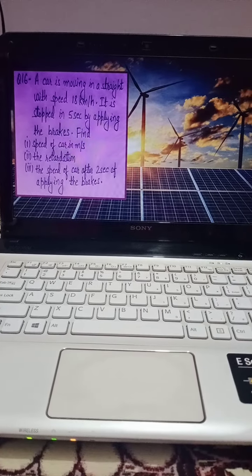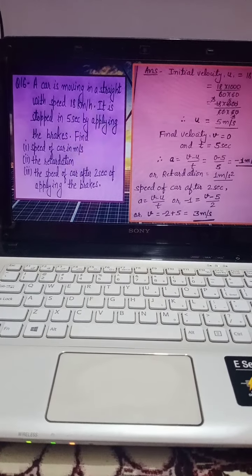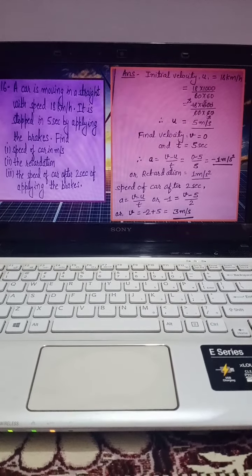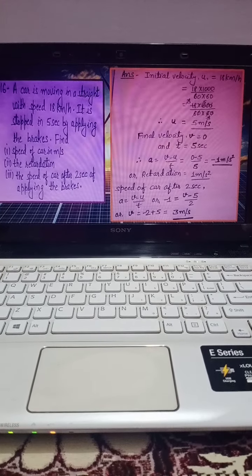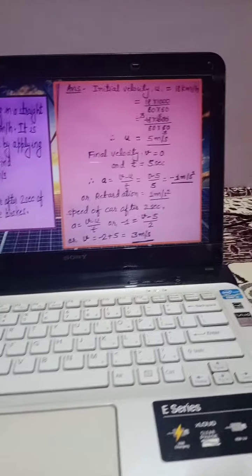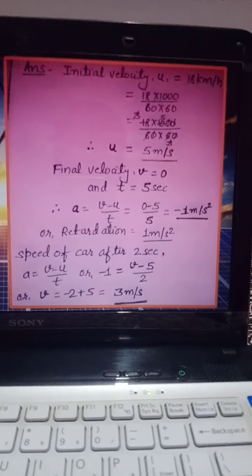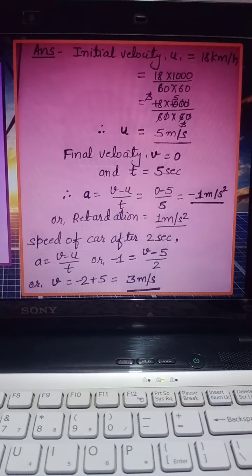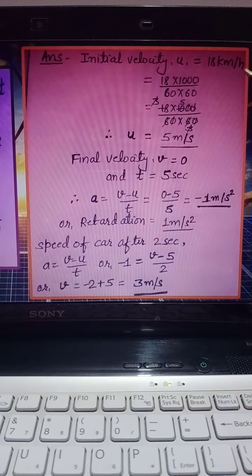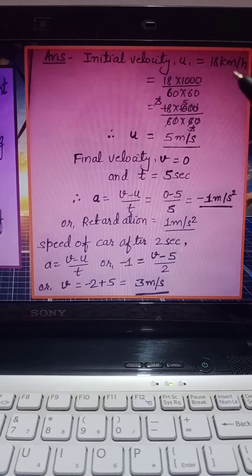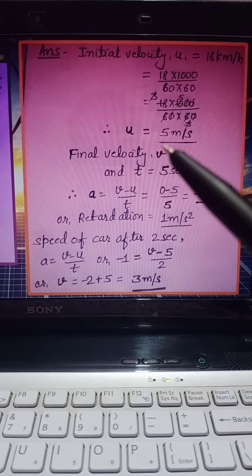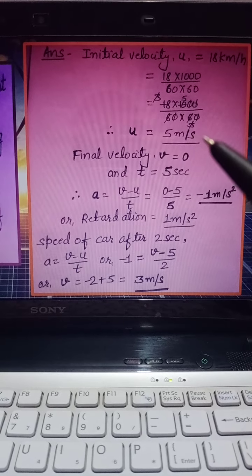The solution is here. So we are going to see the solution. So initial velocity is 18 km per hour. We are going to convert 18 km per hour to meter per second. We have converted 18 km per hour to meter per second. This is the first solution. The speed of the car is 5 meter per second.